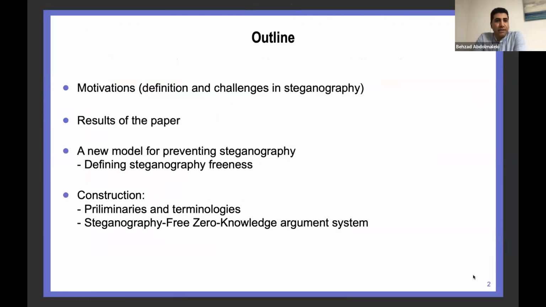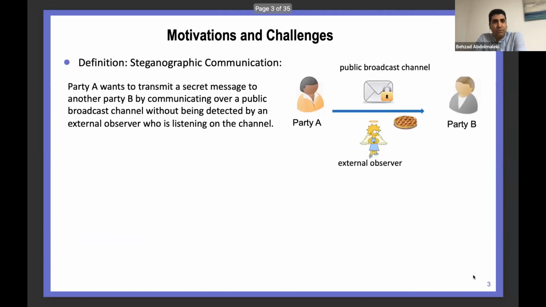In this talk, I'm going to first start with the motivation. The motivation mainly says what is the definition of steganographic communications and what the challenges are so far in this area. Then we will list the results of the paper, and then we look at the new model, which is one of the results of this paper, to see how we can prevent this steganographic communication. And then we see how we can construct or instantiate an example for that.